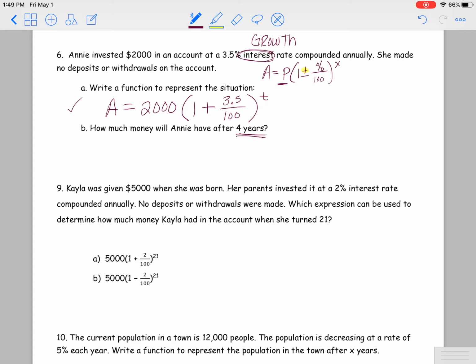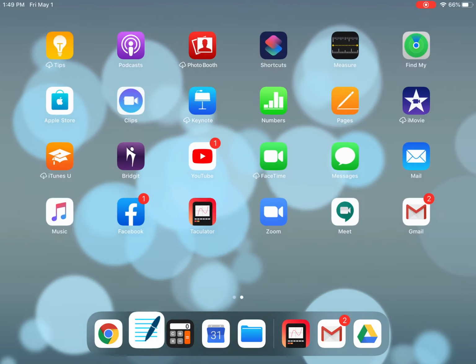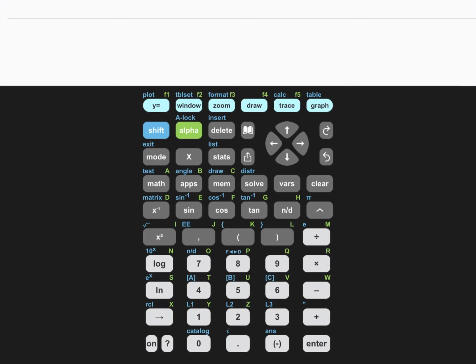Part B, how much money will Annie have after 4 years? Well, 4 years, that's time. So I'm going to take my formula. Instead of a t, I'm actually going to replace it with the 4 as an exponent because we're talking about money. So now you need to use your calculator.